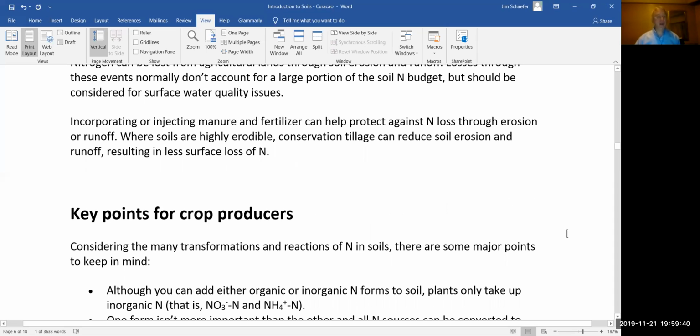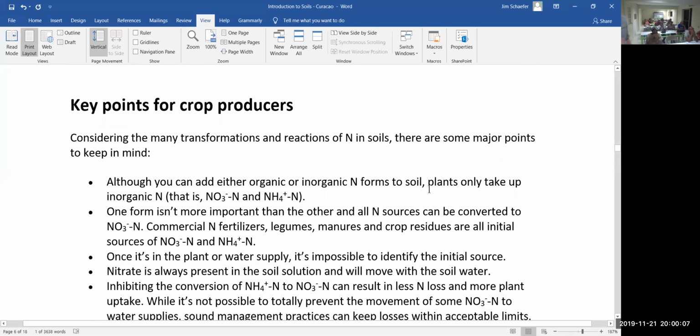Injecting fertilizers, injecting manures, whatever compost teas you're working with, make sure that they get into the ground so that you don't have nutrient losses from when it rains hard, or from any irrigation water that doesn't infiltrate into the soil. A lot of times irrigation water will run off as well. That's nutrients, nitrogen.